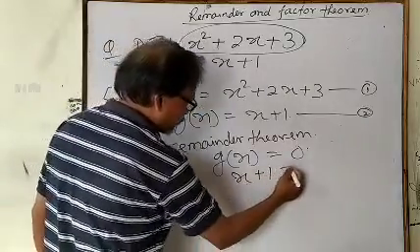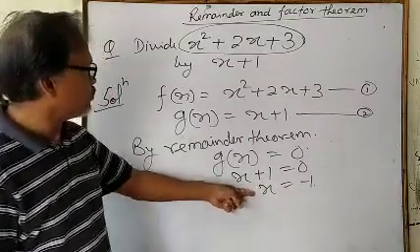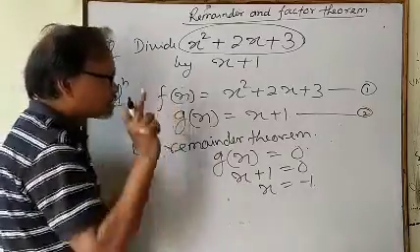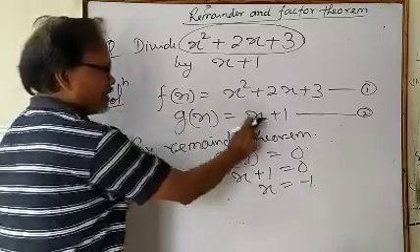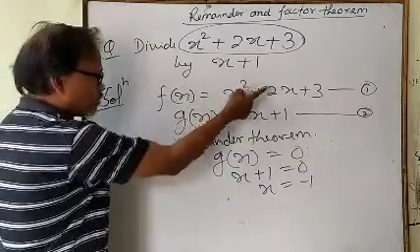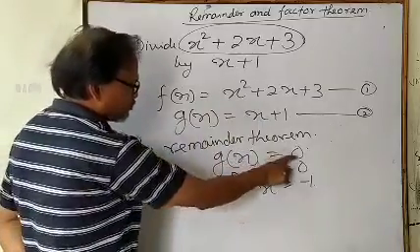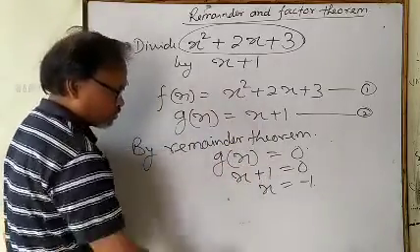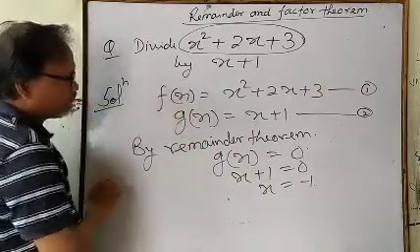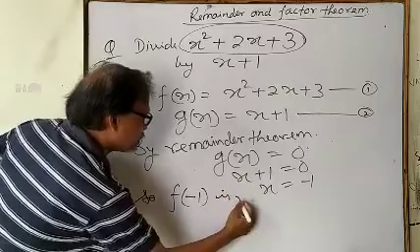It means x plus 1 is equal to 0, so x is equal to minus 1. This x is equal to minus 1 you put in equation 1. It means f of minus 1 is the remainder when we divide by x plus 1. This is the meaning. First you will let f(x) and g(x), then by remainder theorem g(x) is equal to 0, so x plus 1 is equal to 0, so x is equal to minus 1. You will put this x in equation number 1. It means f of minus 1 is the remainder.